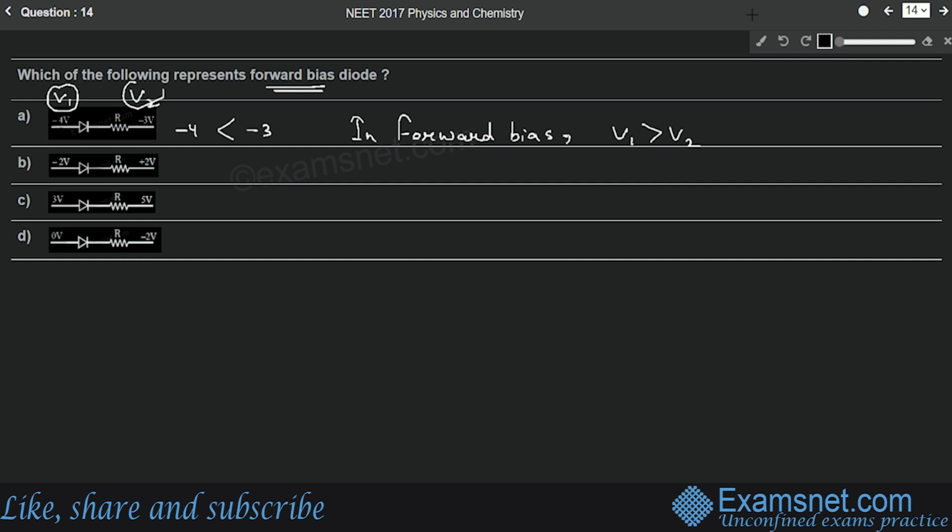In second case, V1 is -2 and V2 is +2. Again, V2 is greater. Okay, so this is also not forward bias. In the third one, this side we have 3 volt, this side we have 5 volt. So 5 volt is greater. Again, V2 is greater. In the last one, this side we have 0, this side we have -2. So which one is greater? This one. So in this case, V1 is greater than V2. Therefore, option D will be the correct answer. This is the case of forward bias diode.